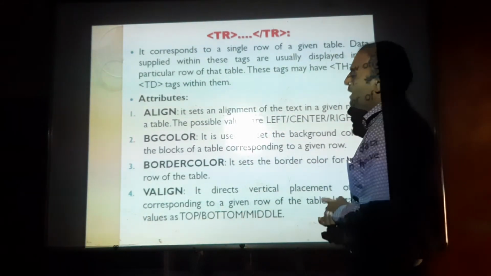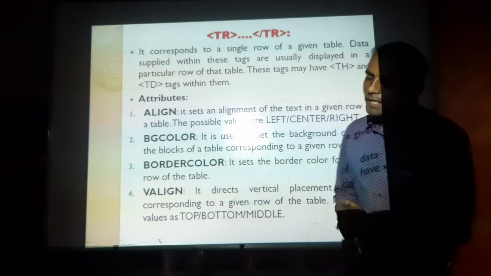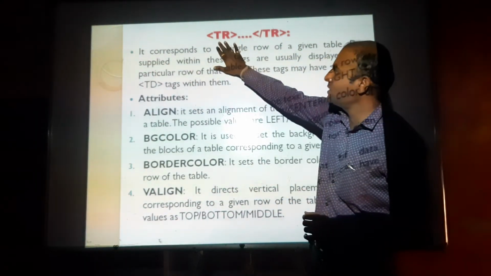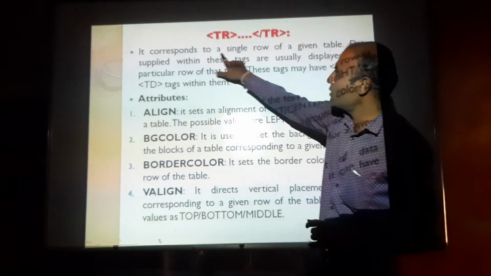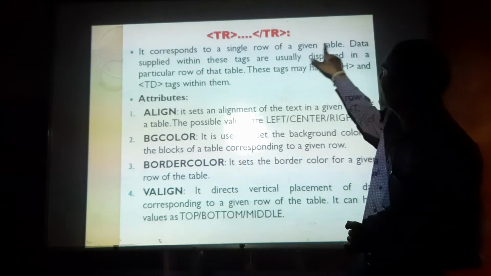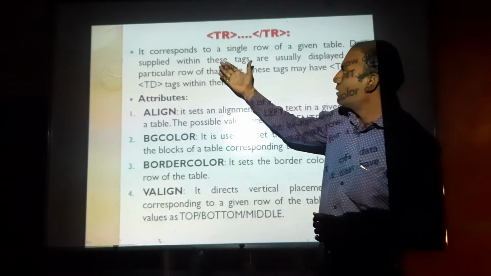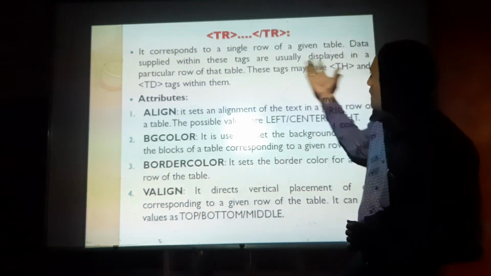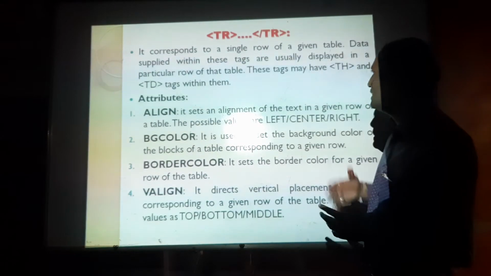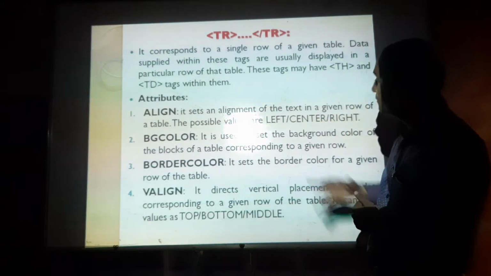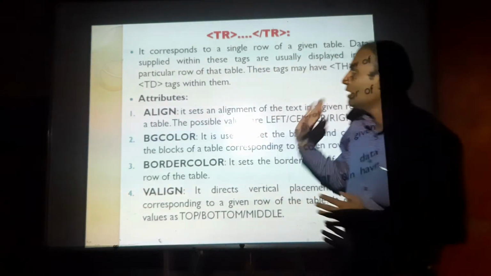Coming to the next tag of the table is the TR tag. TR stands for table row. It corresponds to a single row of a given table. The data supplied within these tags are usually displayed in a particular row of the table. These tags may have TH, table heading, and table data tags within them.